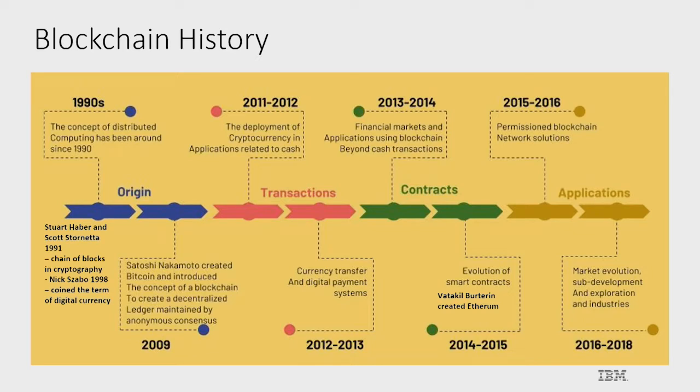Another piece is digital currency, right? Nick Szabo actually already coined that term, digital currency, back in 1998, which is 7 years after Stuart and Scott. So all this technology was already kind of baked back then. And with Satoshi Nakamoto's work, he put it concisely together, put it into a white paper and published it. And that's what created blockchain.